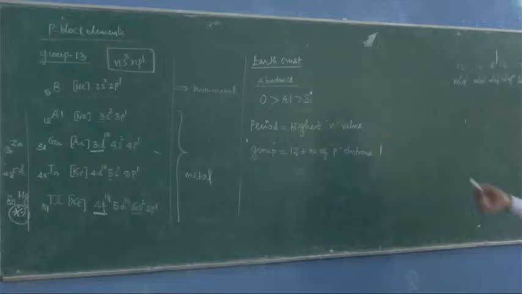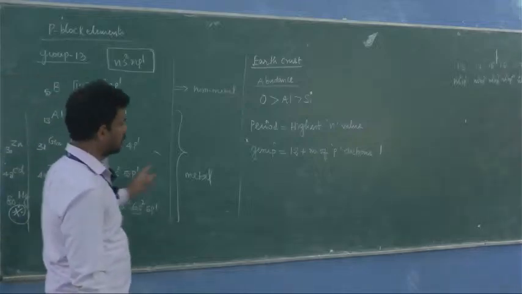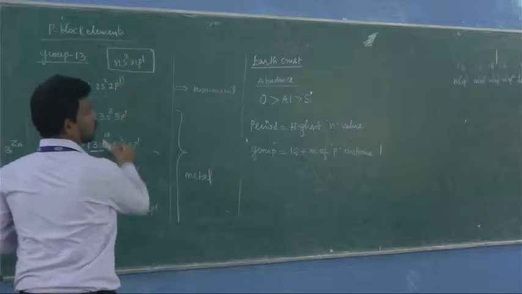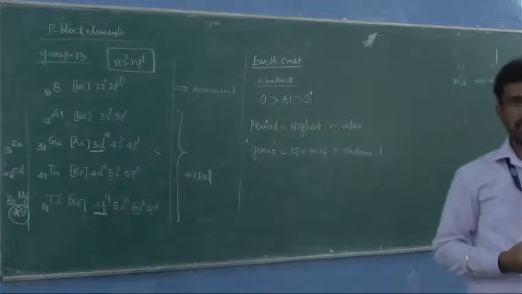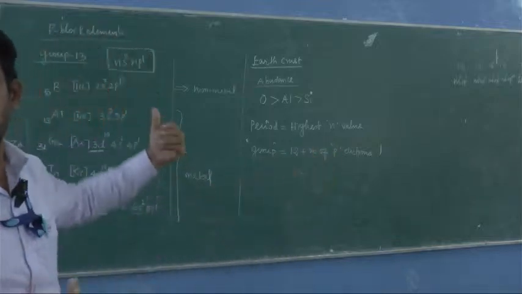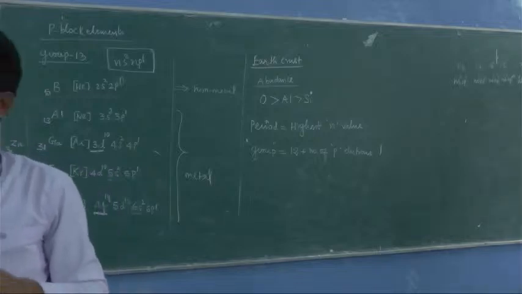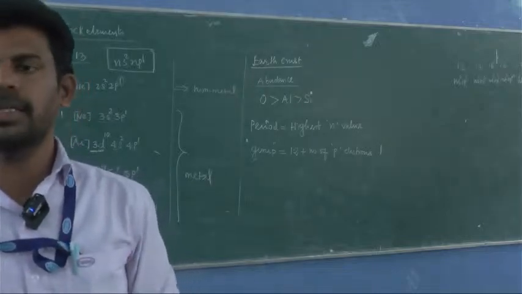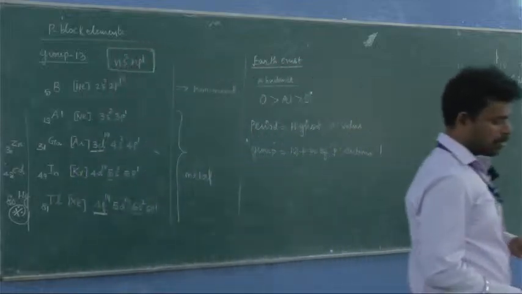Is it clear? Now, boron, aluminum, gallium, indium, thallium. For the group number, it is 12 plus the number of p electrons. The number of p electrons is going to be 1. 12 plus 1 is going to be the 13th group. You might have studied this in periodic classification, am I right? So please note this: the formula for the group is 12 plus the number of p electrons. Similarly, to calculate the period number, you have to go for the highest n value in the given electronic configuration. Please note this.